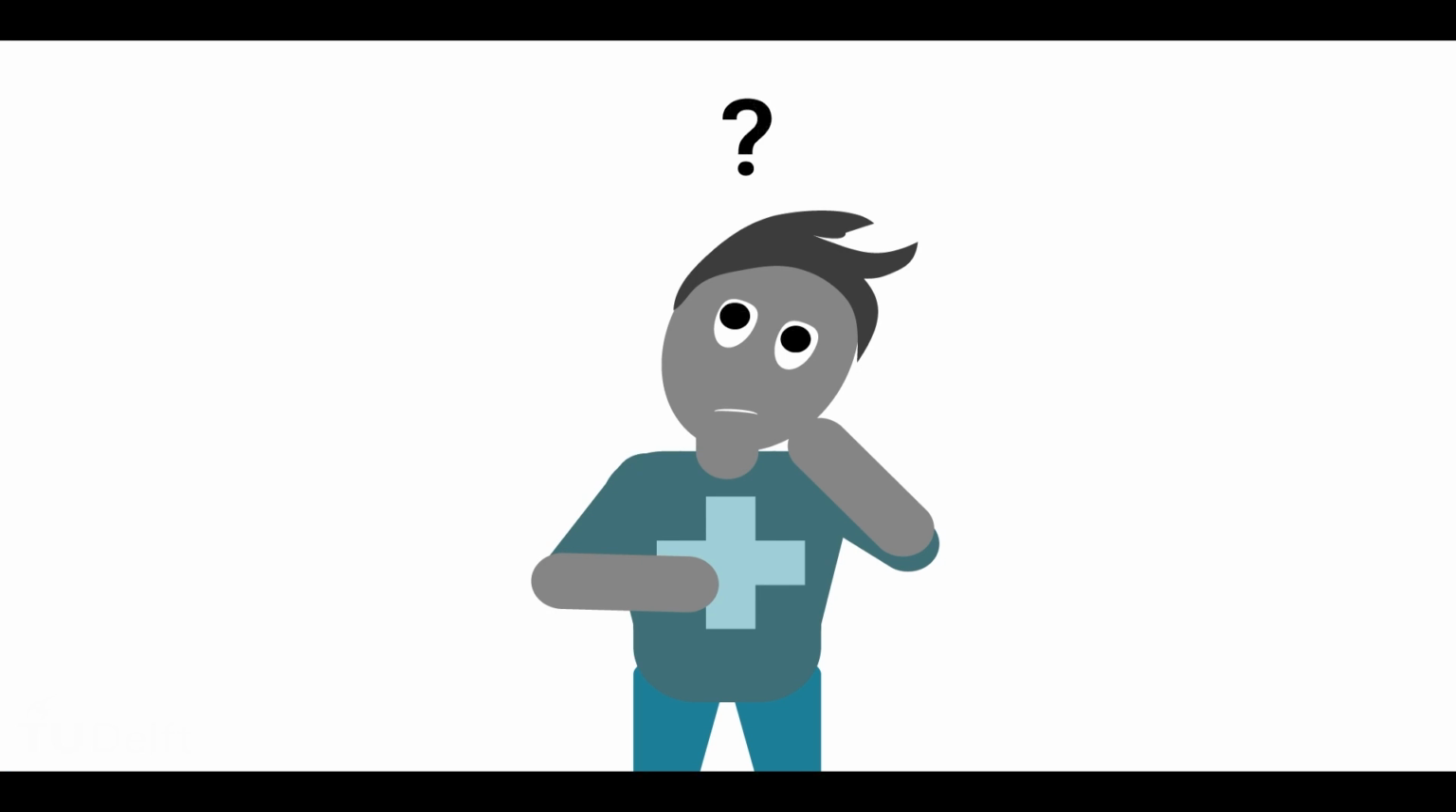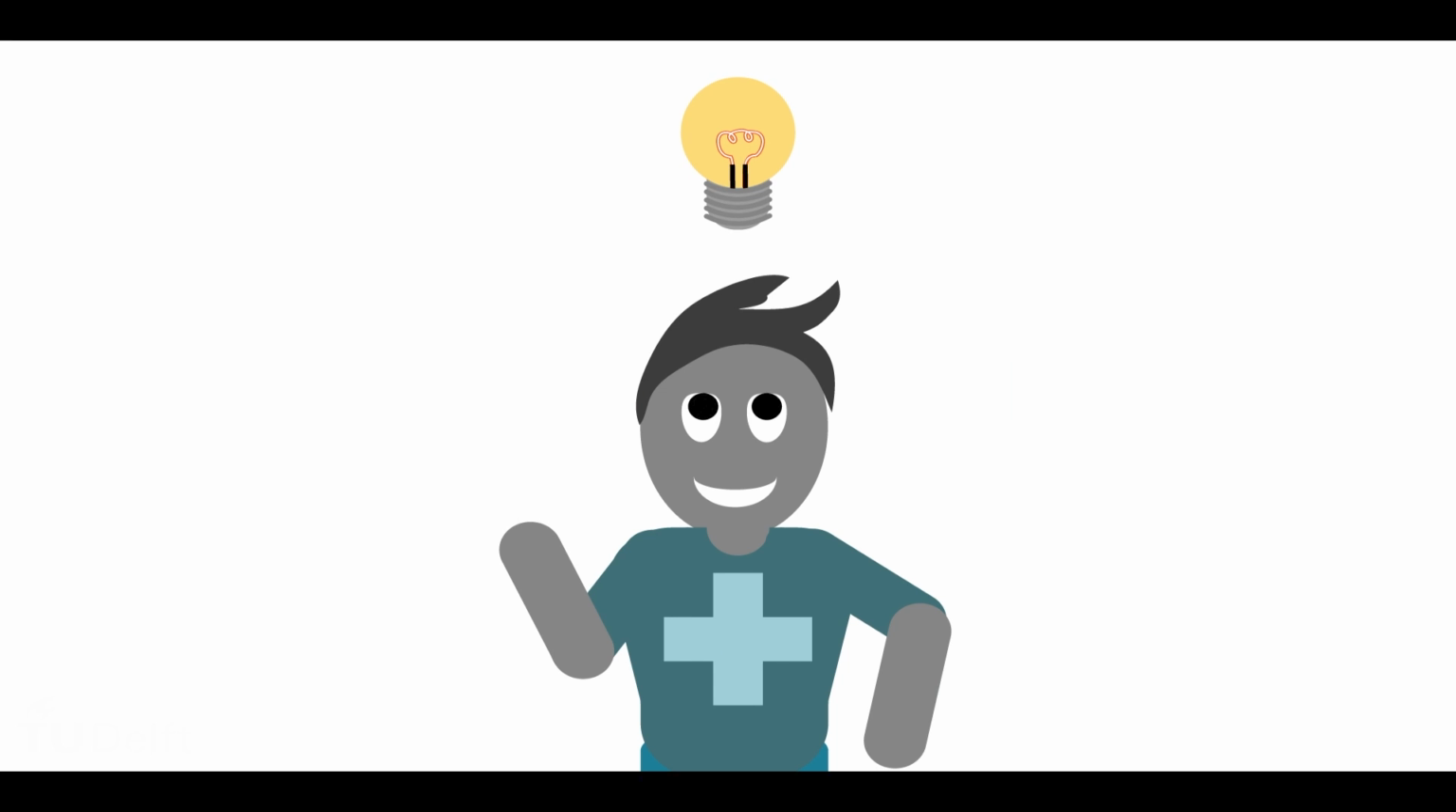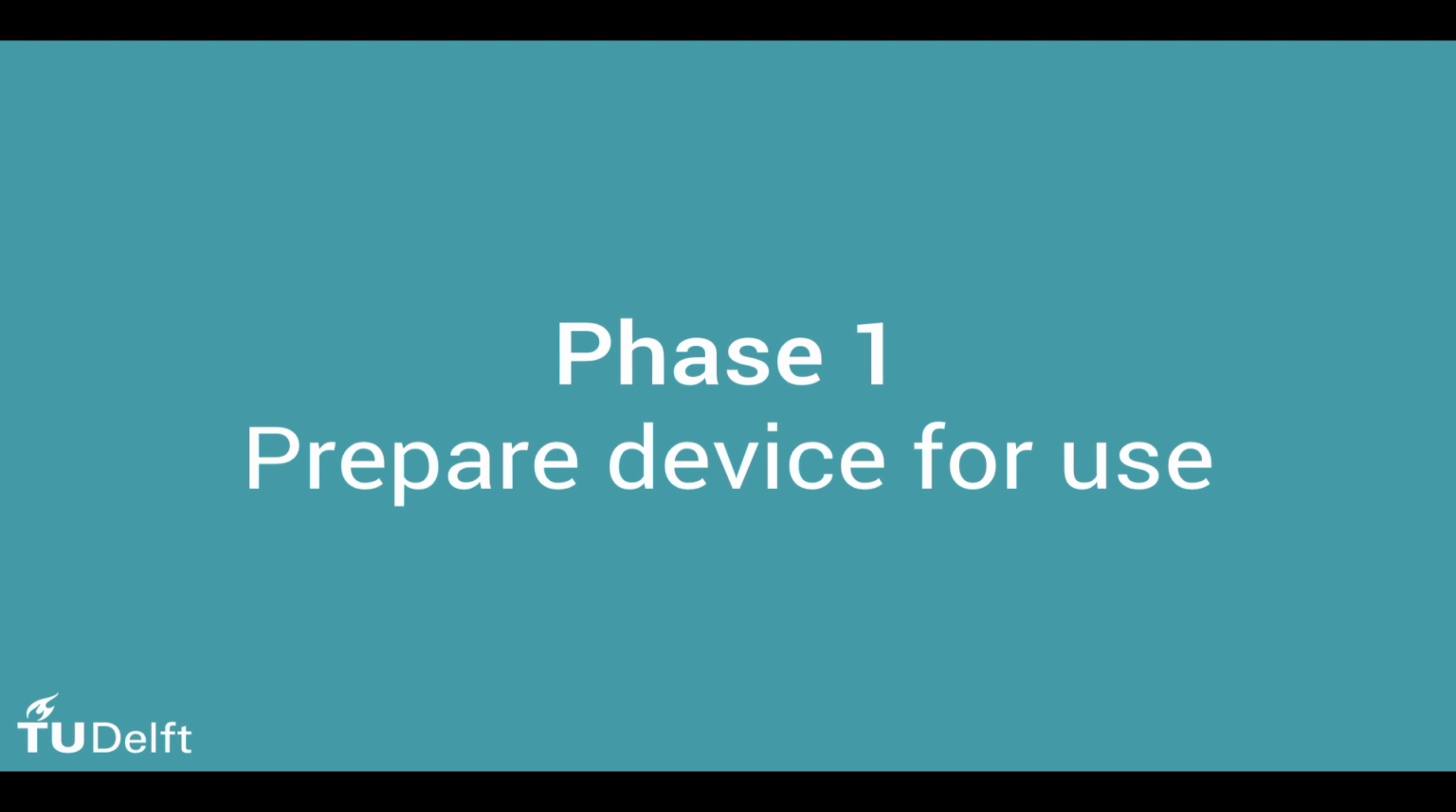If these things do not sound familiar yet, you could review the PDF with the stepwise approach for risk management and the videos in the previous sections once more. Later in this course, we will look into how to prevent or reduce the risks that we find, but first we do the risk inventory. So let's start with phase 1, preparing the device for use.